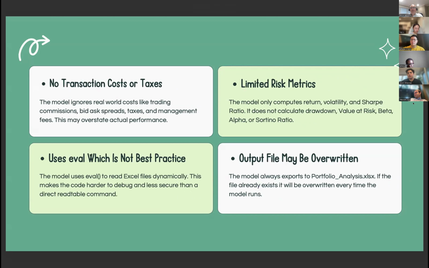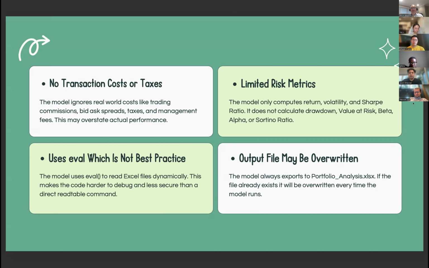So there are also no transaction costs or taxes. The model ignores real world costs like trading commission, bid ask spreads, taxes, and management fees. This may overstate actual performance. And there's also limited risk metrics. The model only computes return, volatility, and Sharpe ratio. It does not calculate drawdown, value at risk, beta, alpha, or Sortino ratio.